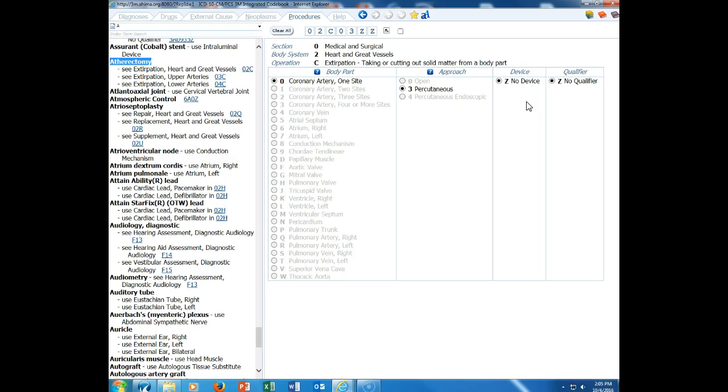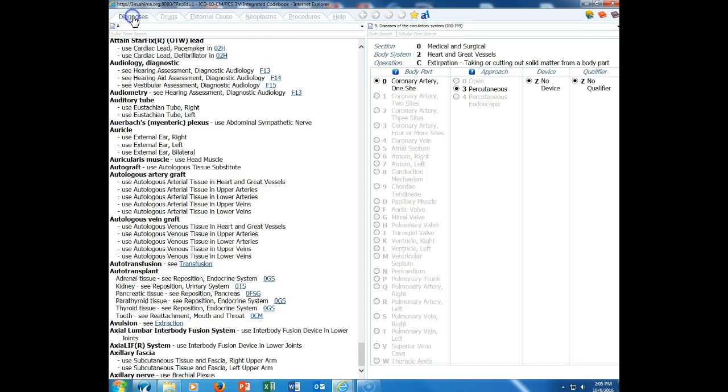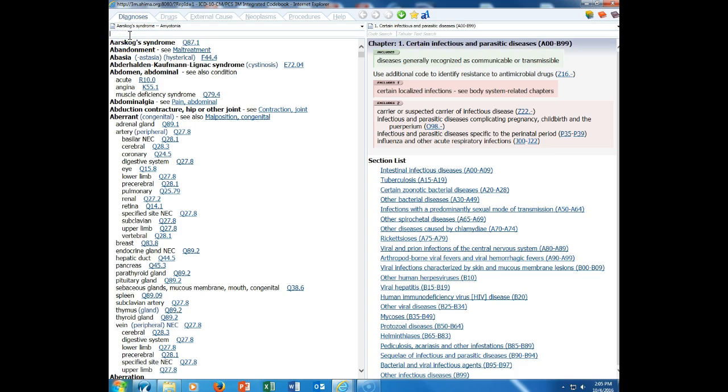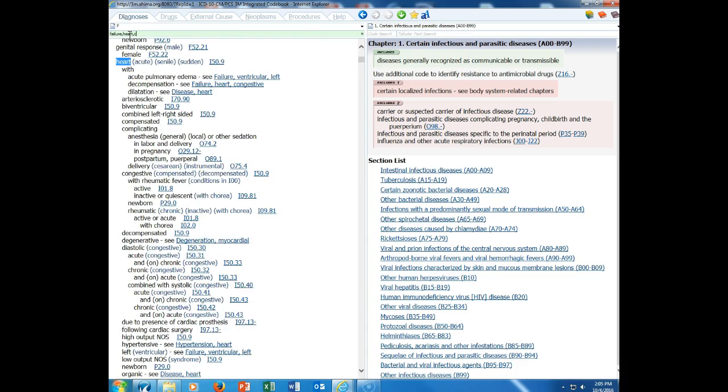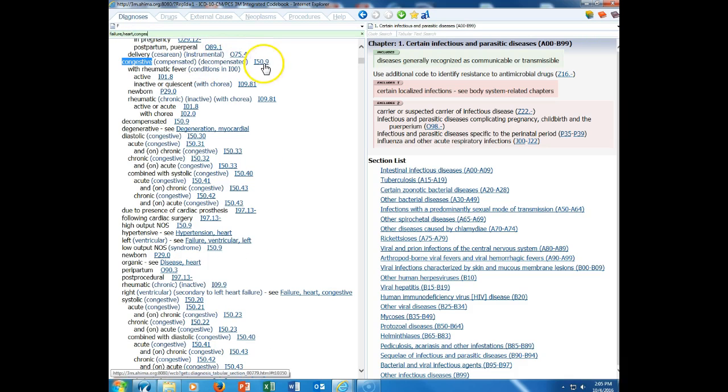The leads are inserted into both ventricles and into the right atrium. The generator was inserted into the chest via an open approach, and the leads were via a transvenous approach. So, of course, the first thing we do is look up the diagnosis code. They had congestive heart failure. I50.9, failure, heart, congestive.